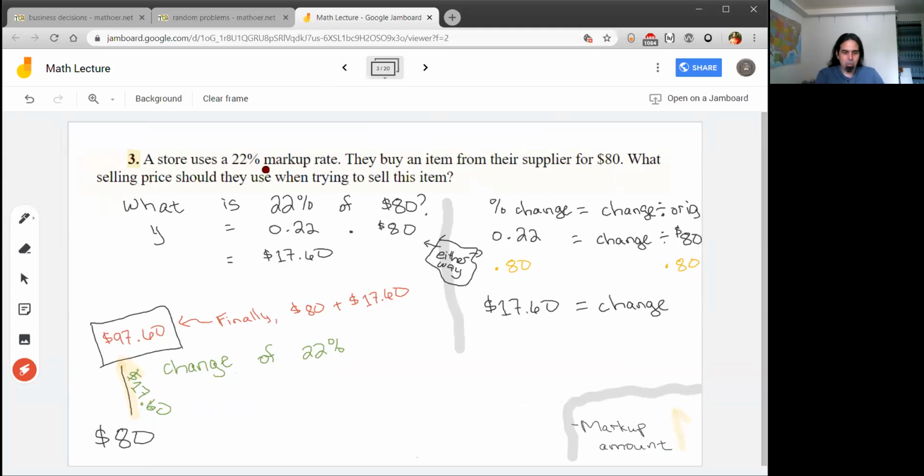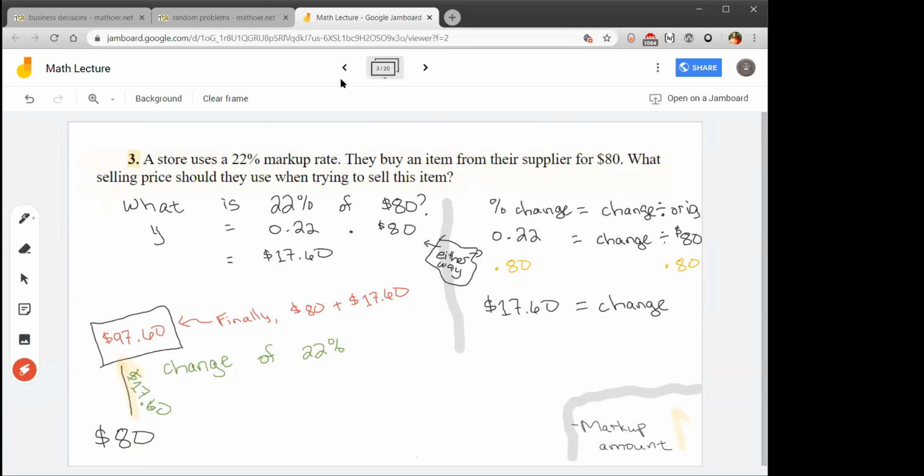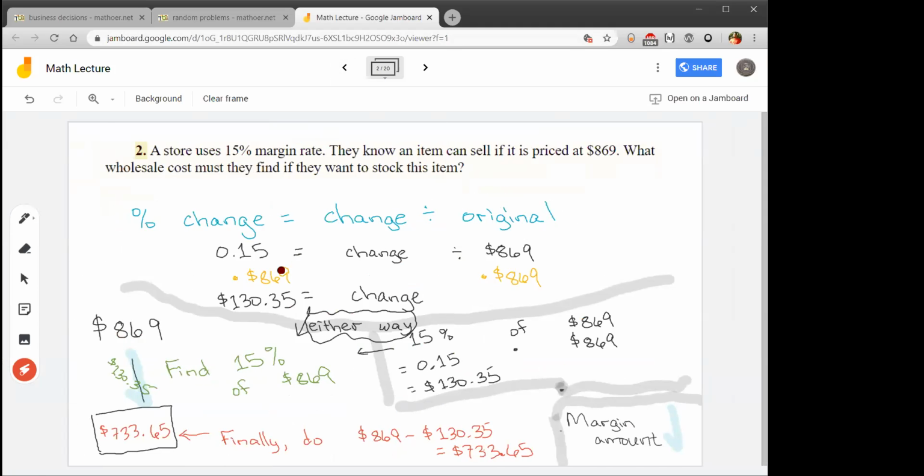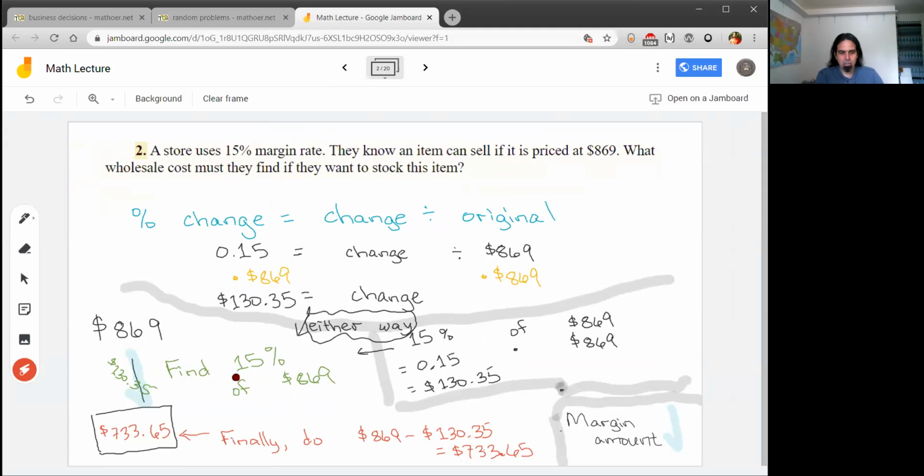And if we're using markup, we start from the bottom. Using margin, we start from the top. And then we're just multiplying by the markup percentage. And it all works out nice.